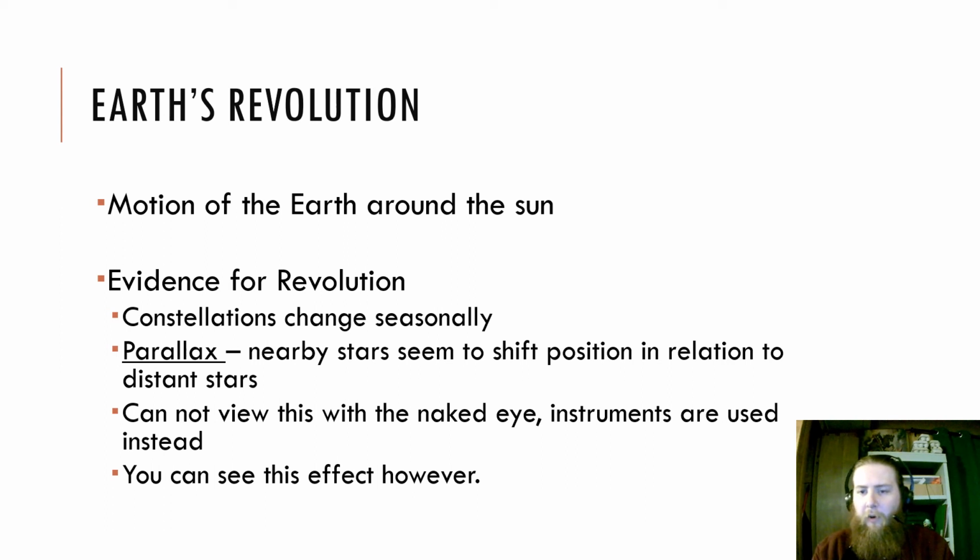Now, Earth's revolution around the sun is a little bit different, and we have evidence for this. Our constellations change seasonally. We see Orion up here in the Northern Hemisphere during the winter, and we don't see him during the summer. This is caused by parallax, as our nearby stars seem to shift position in relation to our distant stars. This is hard for us to look at with the naked eye. Instead, we use instruments to deal with parallax. But you can see this effect sitting in front of your screen here.